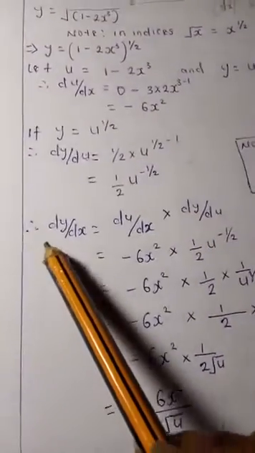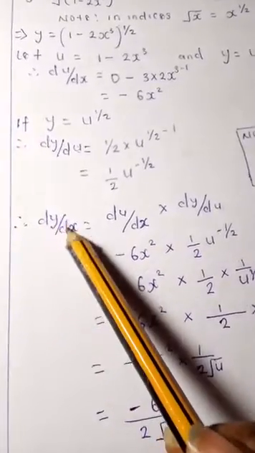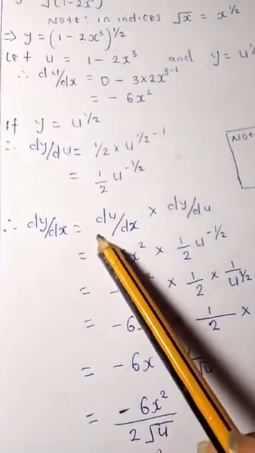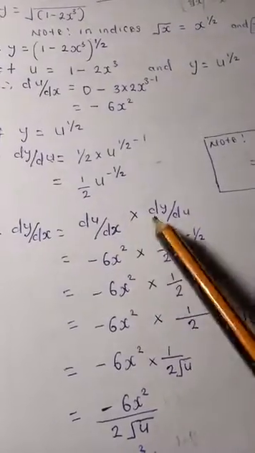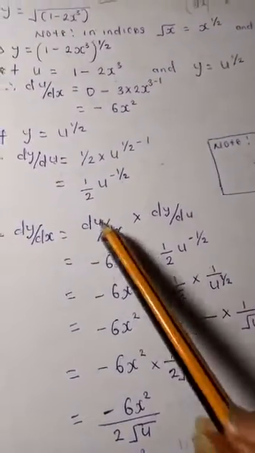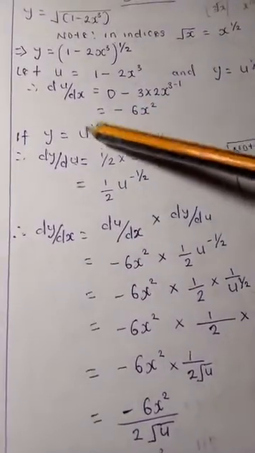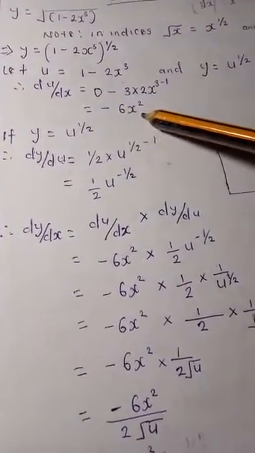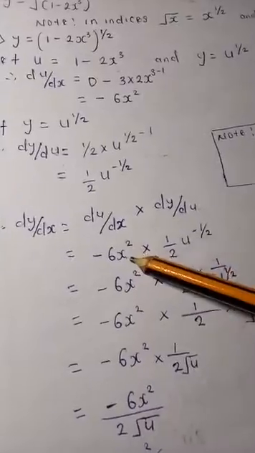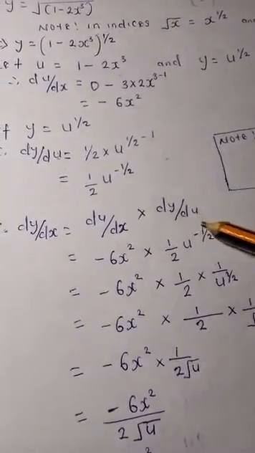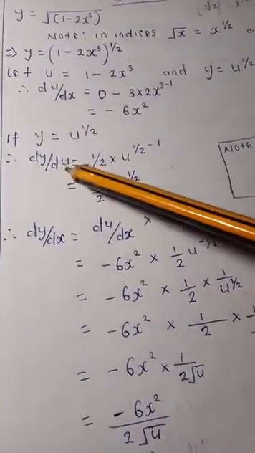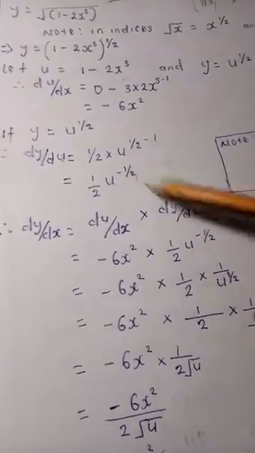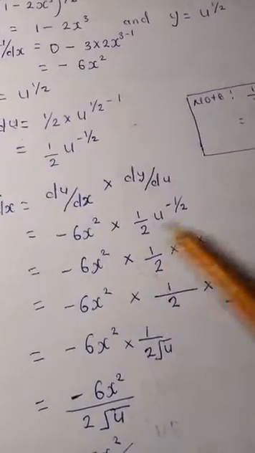So go back to your formula. Therefore, dy/dx is equal to what? du/dx times dy/du. What is du/dx? du/dx is minus 6x squared. Bring it down. Times, what is dy/du? Look at it here. You bring it down. Now times it.